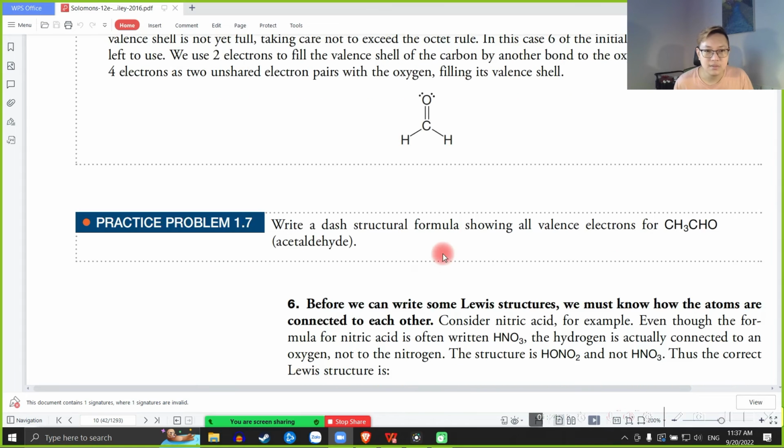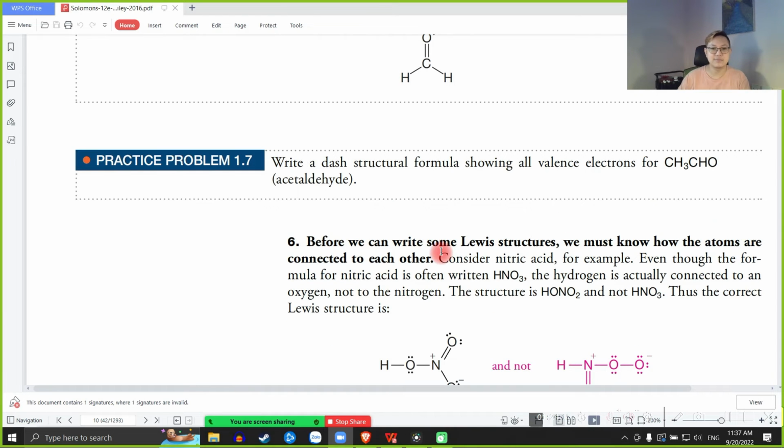Yeah, correct. Okay, practice problem 1.7. Write a dash structural formula showing all valence electrons for acetaldehyde, CH3CHO. So they ask you to write a dash, not the dot again. Now you can just click on share screen and whiteboard. I don't have to stop share. Try it, please.